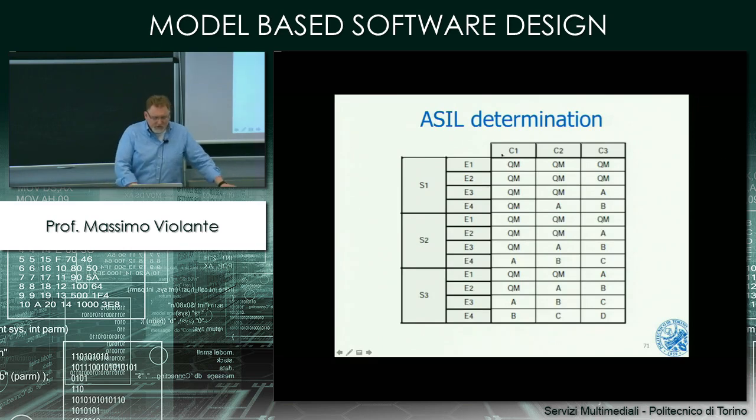So the table tells us which is the ASIL that we have to consider for a certain item, for a certain operational situation, when a certain hazard happens, based on severity, exposure, and controllability. So let's say severity 1, very light injuries. Exposure 1, very low probable. Controllability 1, very controllable. The fault is just a measure of quality. We can neglect it. Okay?